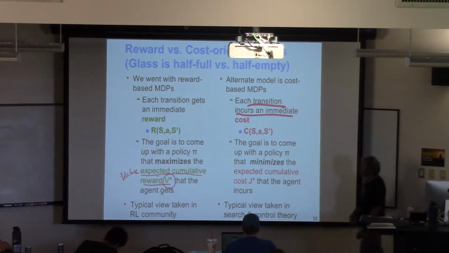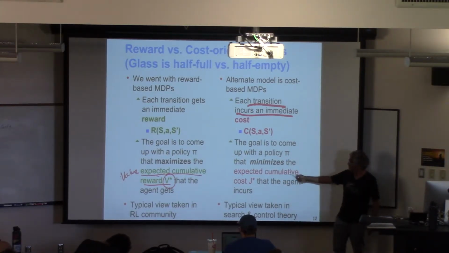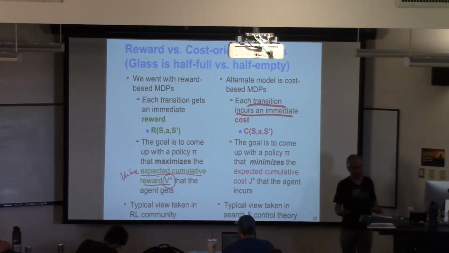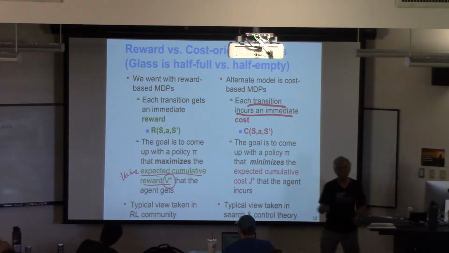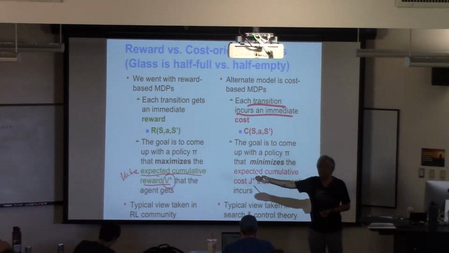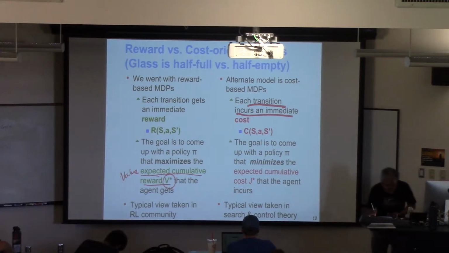In the cost view, the goal is to come up with a policy pi that minimizes the expected cumulative cost from every state. Again, you want expected because there is stochasticity. You run the same policy twice, it gives you a different sequence of states. This one is called J star.